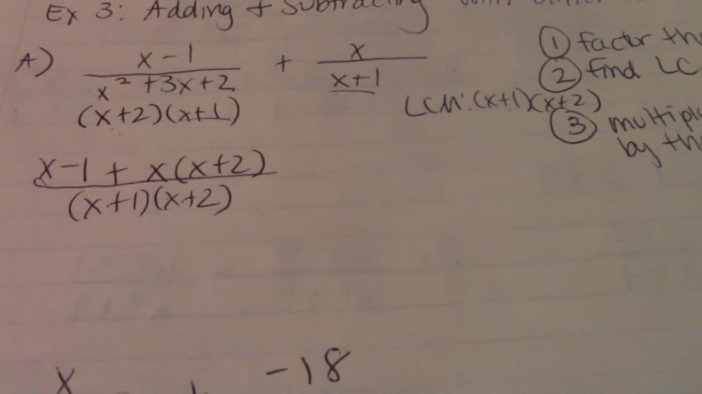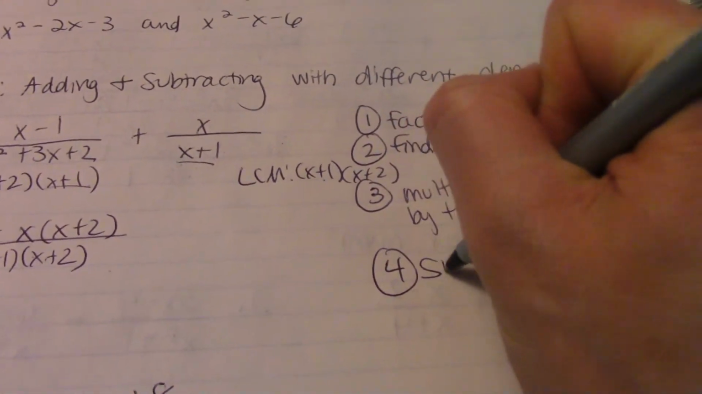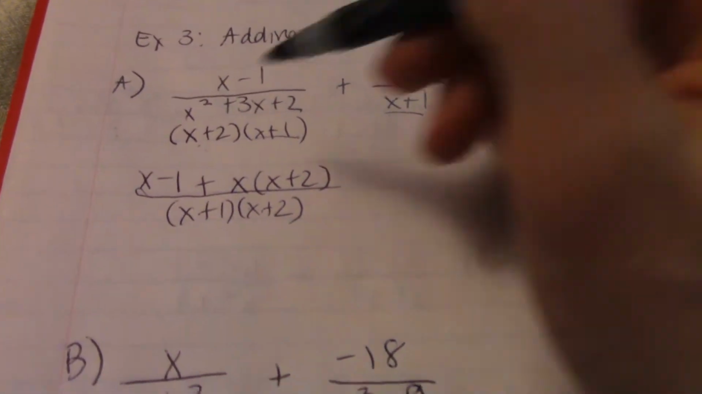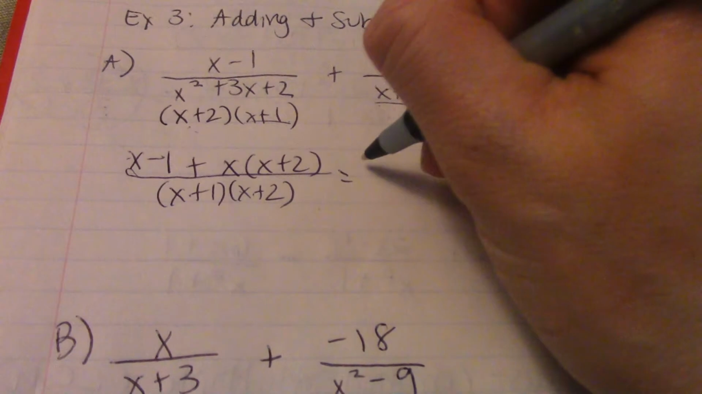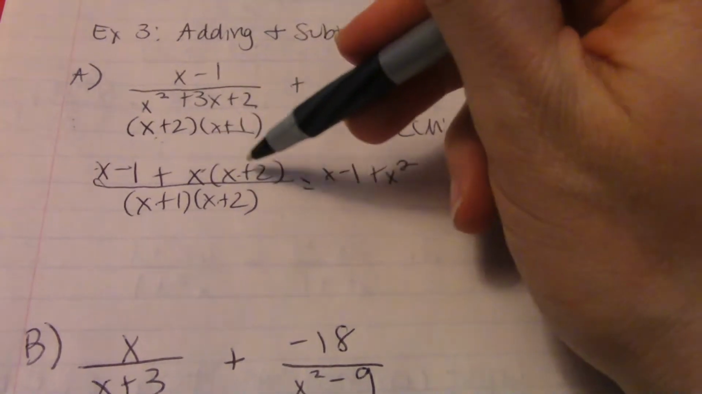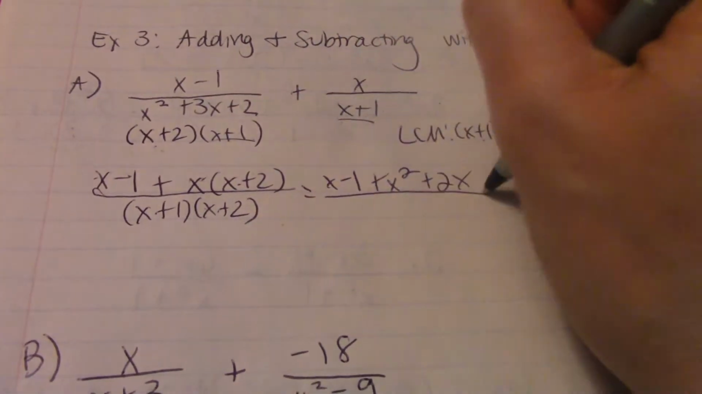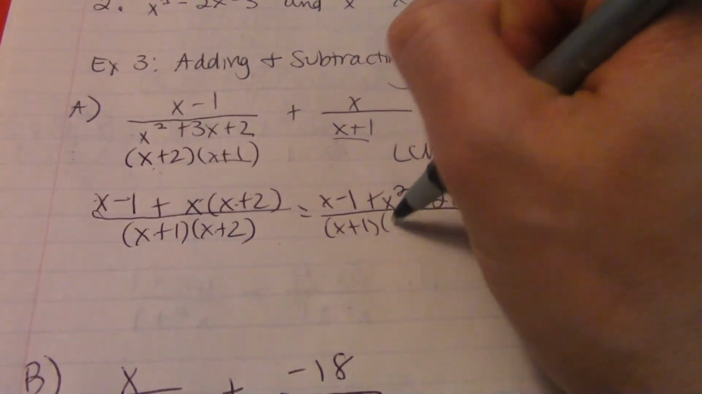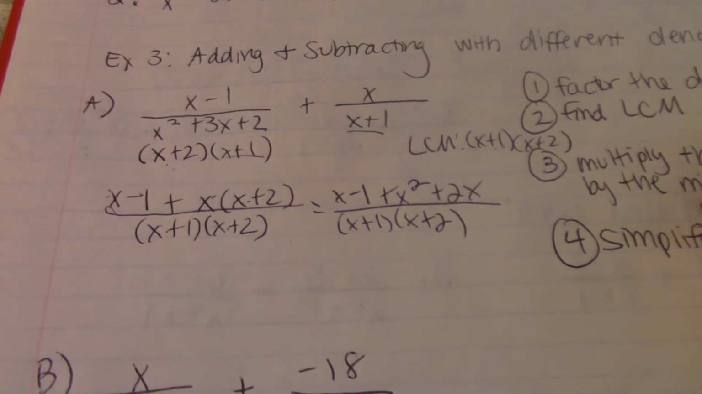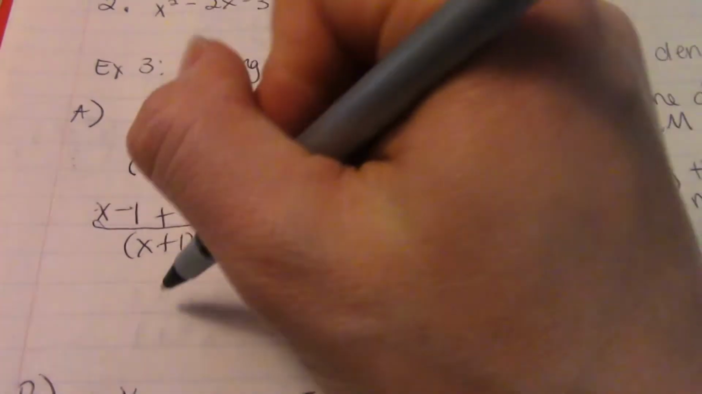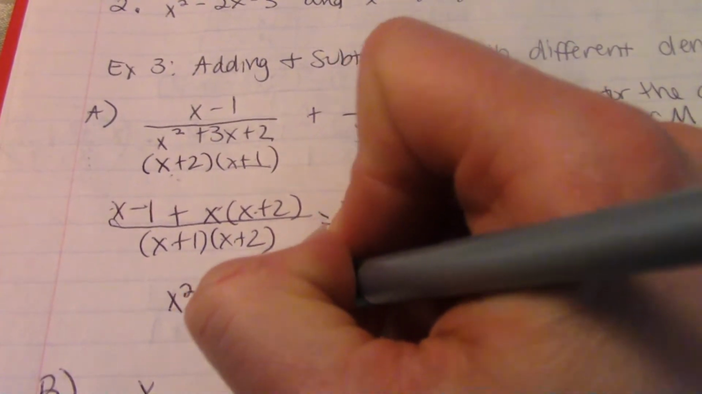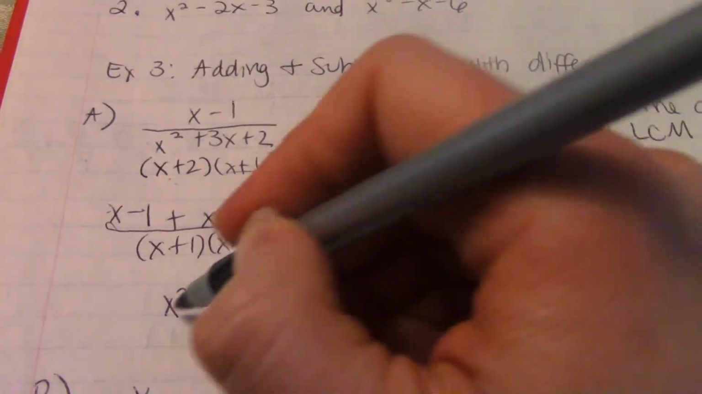Once I have it like this, my step 4 is to simplify. So that x minus 1 is not changing anything, so x minus 1 plus x times x makes x squared, and x times 2 makes plus 2x. This is still over that x plus 1, x plus 2. Simplify it by combining common terms. So x squared is going to go first. We've got an x plus a 2x makes 3x. And then just our negative 1.